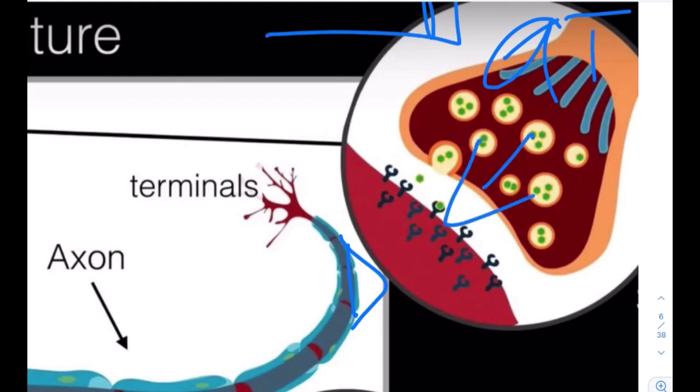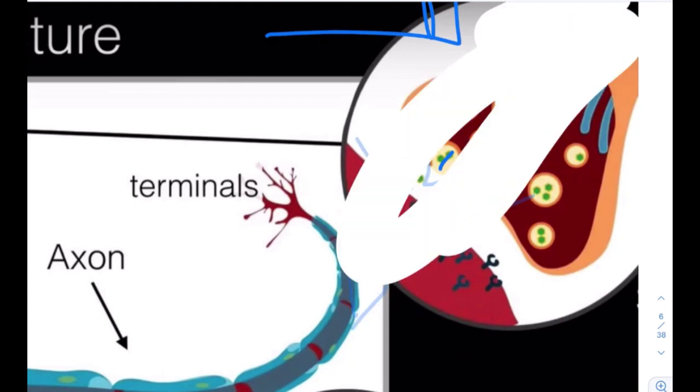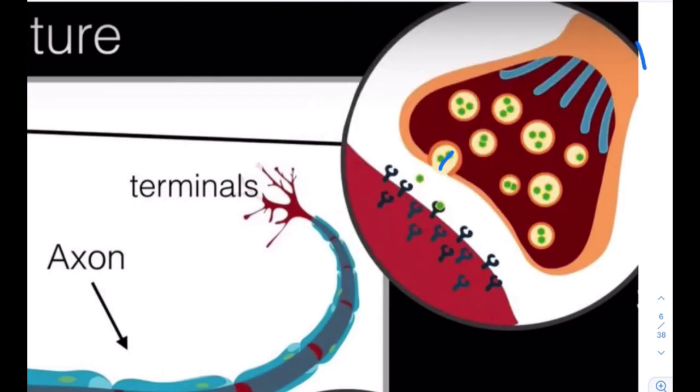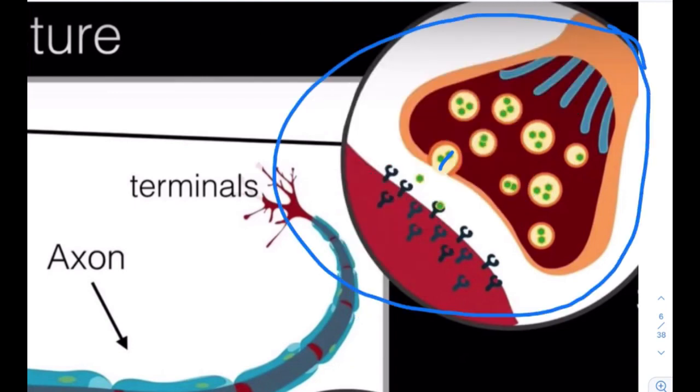Little chemicals called neurotransmitters travel down this space called the synaptic cleft, and they bind to receptors. And this is how neurons communicate. Yeah, and so this whole thing here is called the synapse. And again, you'll learn more about these synapses in physiology lectures. I just want to give you a general idea right now.